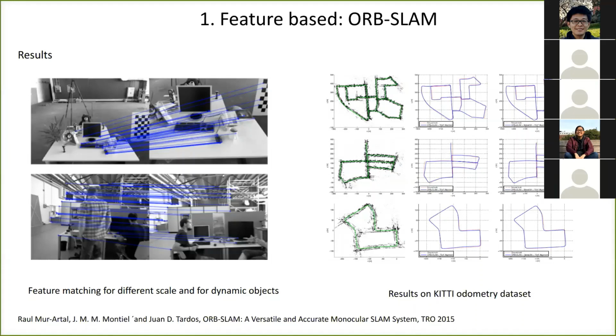Okay. So we can see this is the result on the KITTI odometry dataset. It basically fits the ground truth, the estimation.